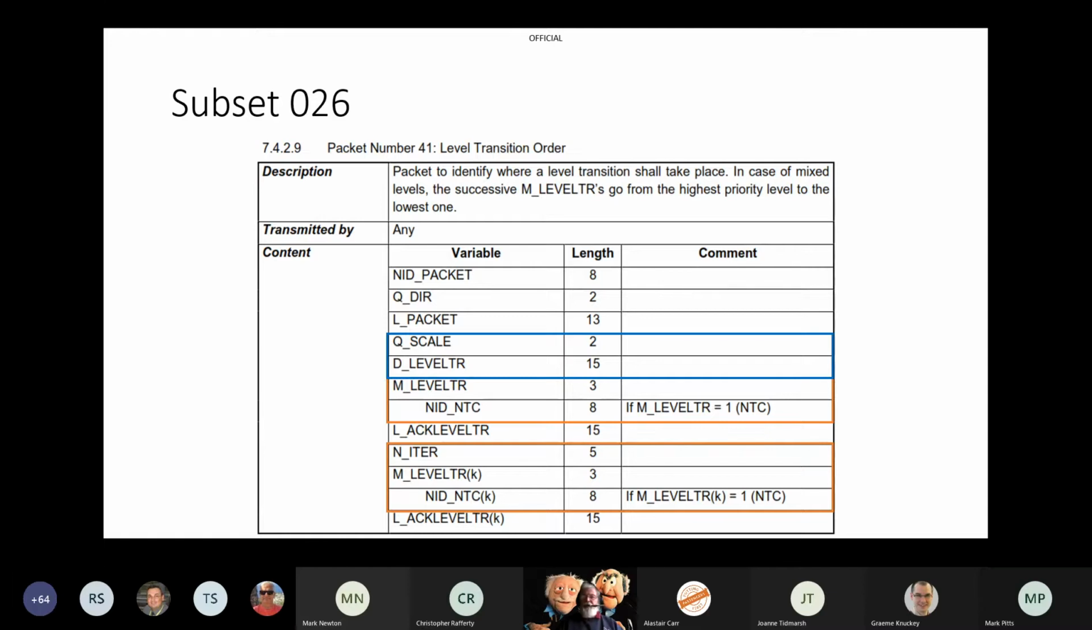If we are talking about a level transition order, then it happens immediately. So the distance to where it occurs, D_LEVELTR, is set to 0. For an announcement, a distance is put in there. And because we're talking about a distance, we have a scaling factor to tell the system whether we're dealing in multiples of 10 centimeters, 1 meter, or 10 meters.